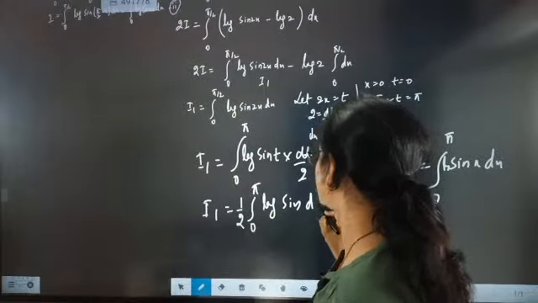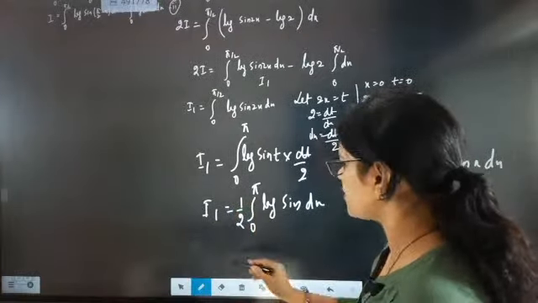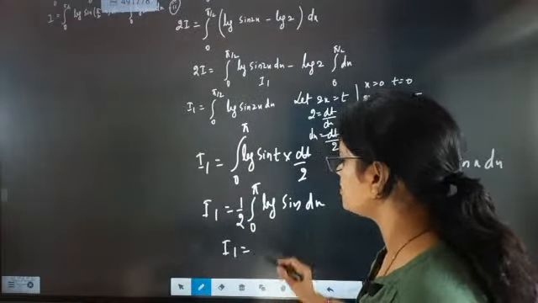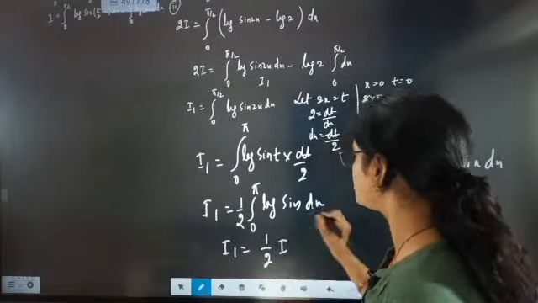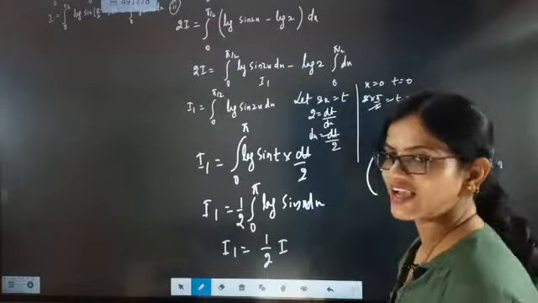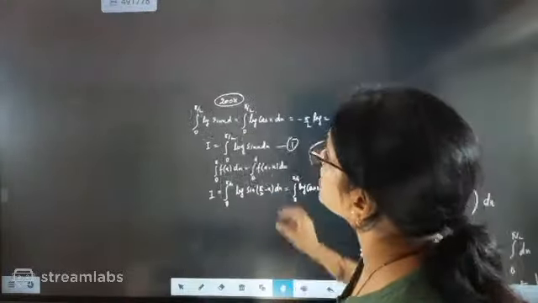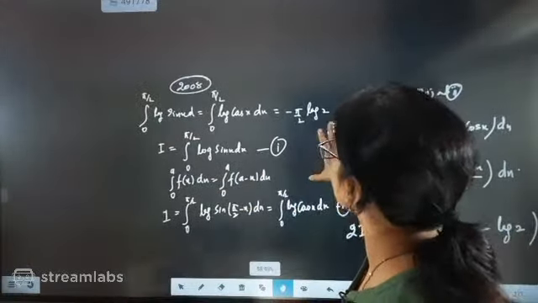1 by 2 dx is there. So this I1 we are getting. This part is nothing but I1 is nothing but 1 by 2i, because this was the question itself. 0 to pi log of sin x dx was the question itself. If you go to the question and look here, it is exactly the question only.